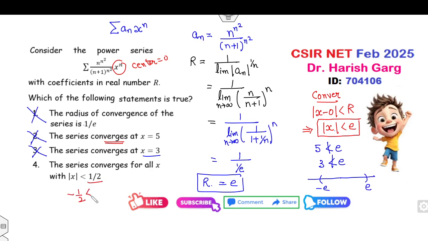I can say this number is x. So minus 0.5 lies here, plus 0.5 lies here, and yes, this is convergent. So yes, the series is convergent, and D is the right answer of the problem.